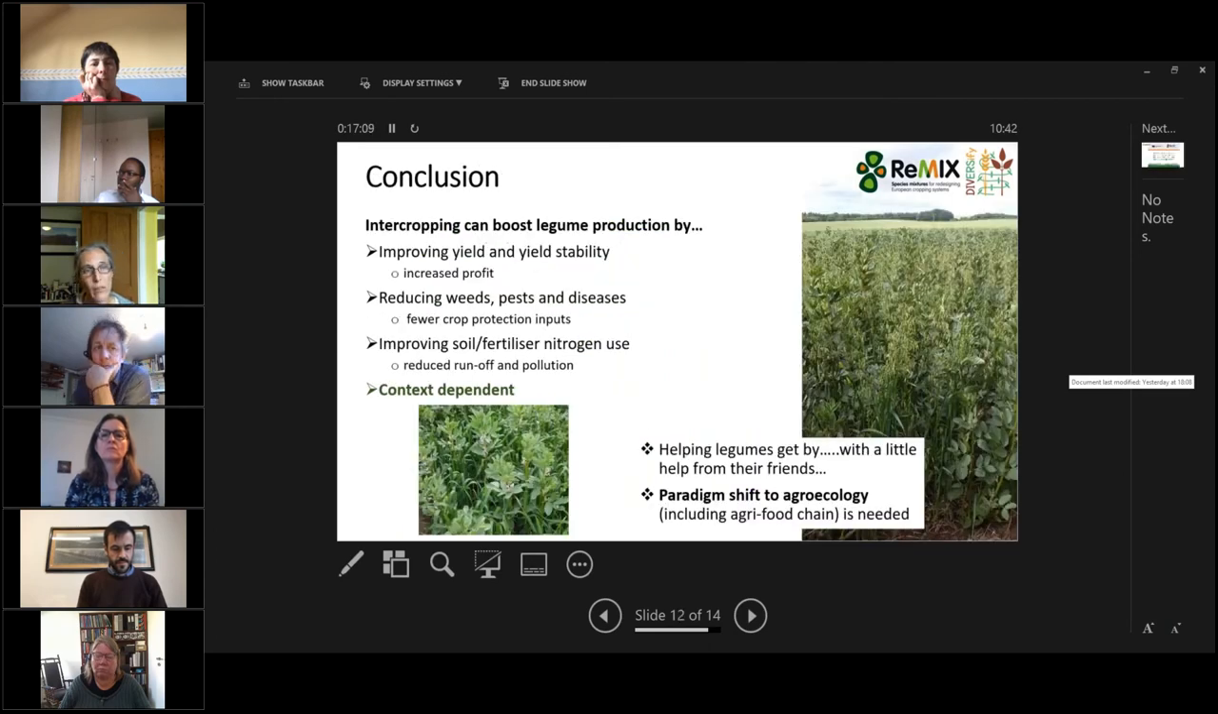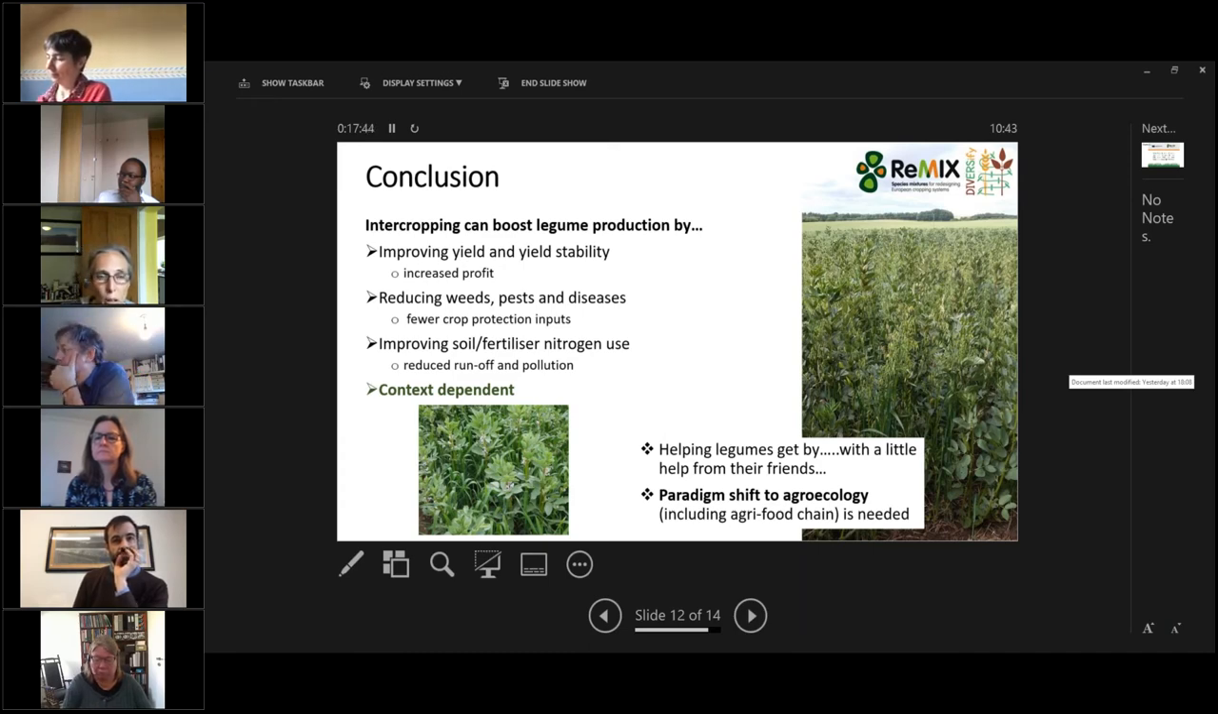So finally, just to conclude, we hope that the research presented from the Remix and Diversify projects has provided some good examples of how intercropping could help boost legume production by improving yield and yield stability, which could lead to increased profit, by reducing reliance on crop protection inputs through reducing weed burdens and pest and disease pressures, and by improving nitrogen and other nutrient use efficiencies that will ameliorate pollution issues and runoff and nutrient losses.